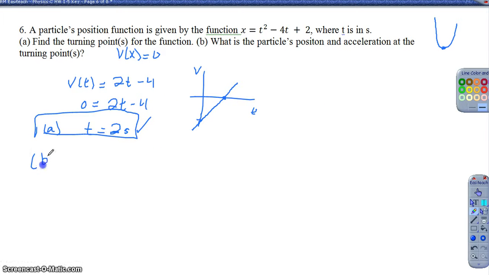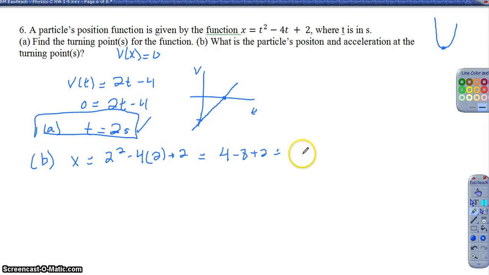So then part B just asks us what is the position and the acceleration at that turning point. So this is easy enough. Well, the position hopefully is very easy because they gave me the position function, and since I know the turning point was 2 seconds, I'm just going to plug in 2 for t. Okay, so 2 squared minus 4 times 2 plus 2. So I'm just substituting that value in. I get 4 minus 8 plus 2.